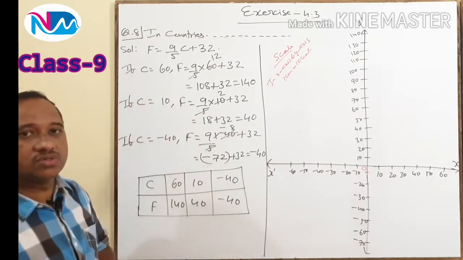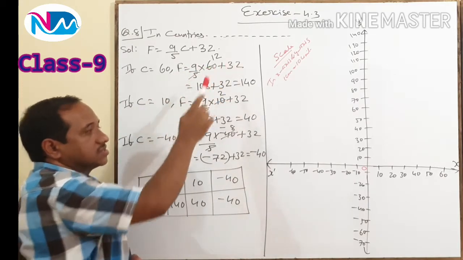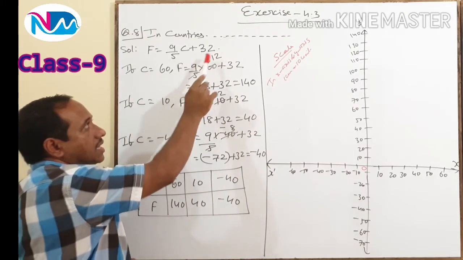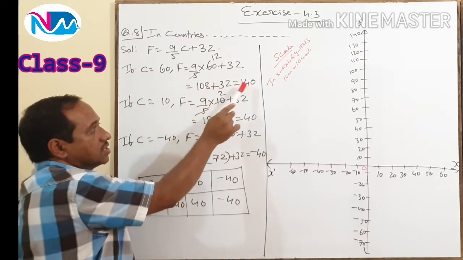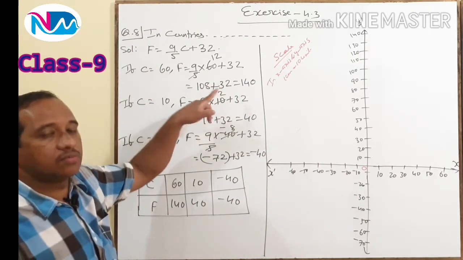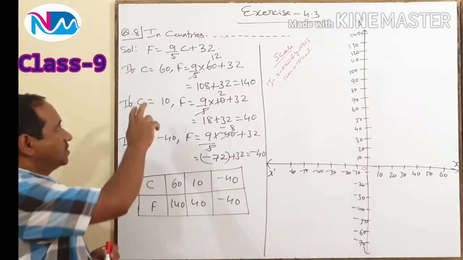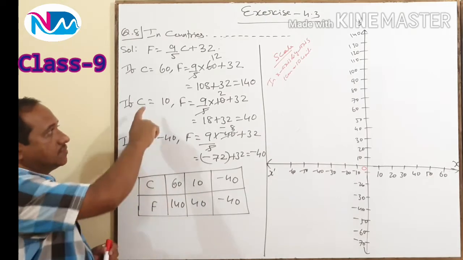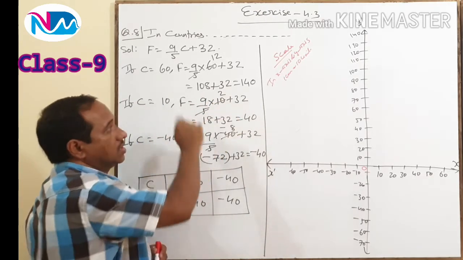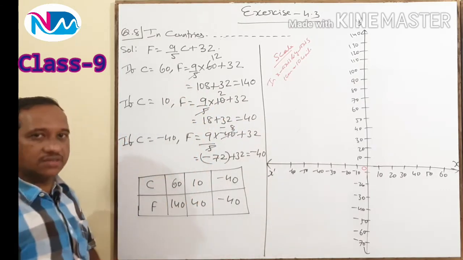If C is equal to 60, then F is equal to 9 by 5 into 60 plus 32. 60 and 5 will be cancelled. You get a 12. 9 into 12, 108 plus 32, 140. Here, C and F both are multiples of 10. The next value of C I have chosen is 10. If C is equal to 10, F is equal to 9 by 5 into 10 plus 32. 9 into 2, 18 plus 32 is equal to 40.